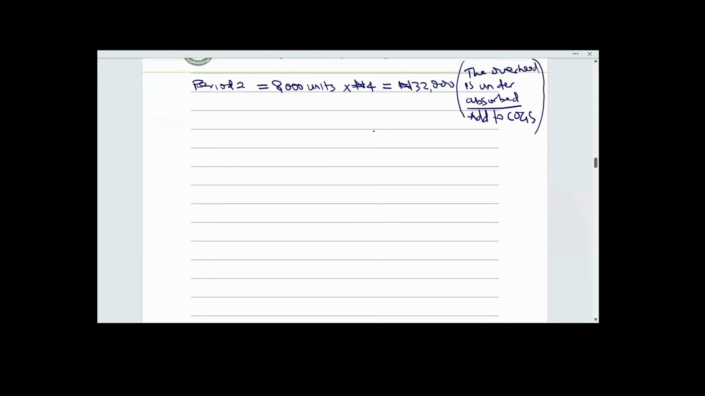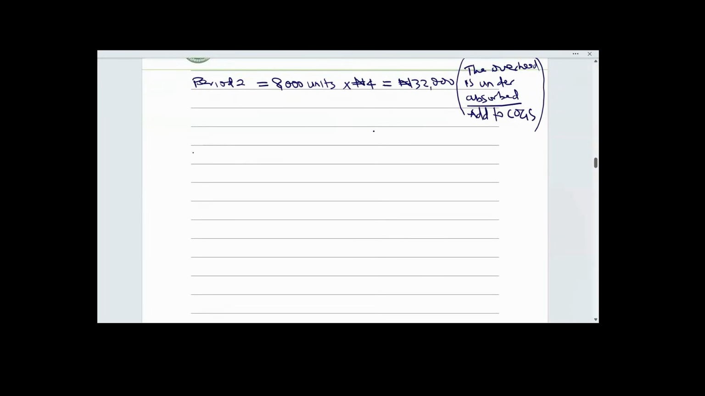Then in period 3, how many units were produced? 11,000 units were produced.